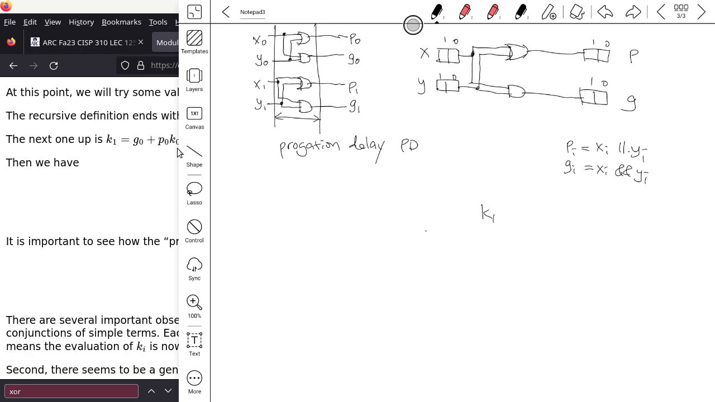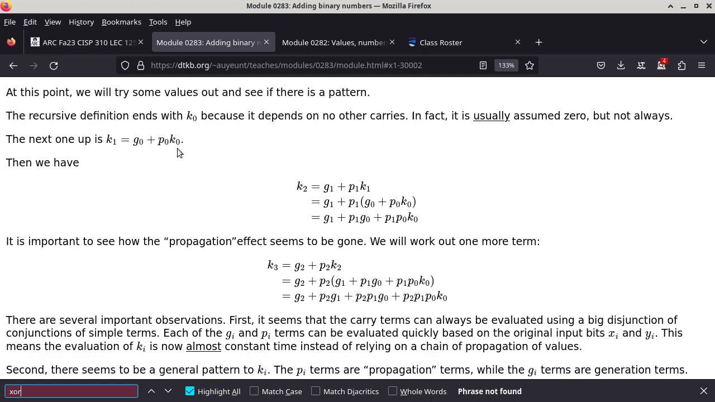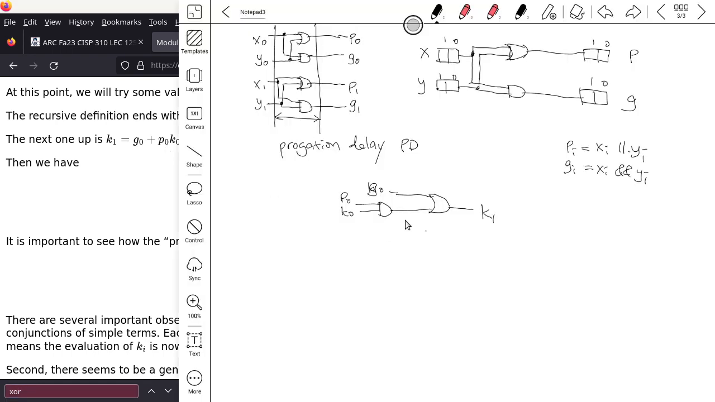So K1 is going to be the result of an OR, where one input goes to, I believe K0, no, it's G0, and the other one goes to an AND gate. And the AND gate connects to K0 and P0. Okay? So that's how we do K1. Is that okay, based on the equation? Are we making a correspondence, can we correlate between this equation here and this picture over here?